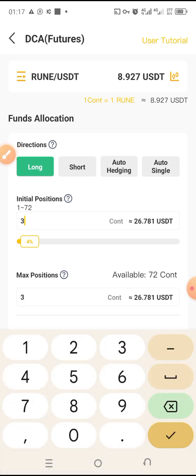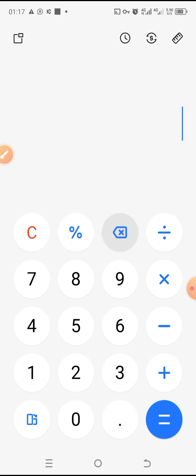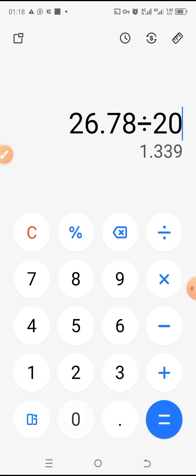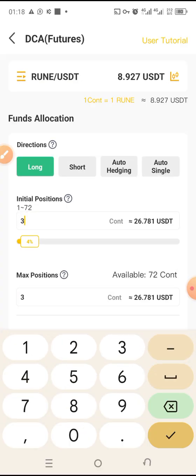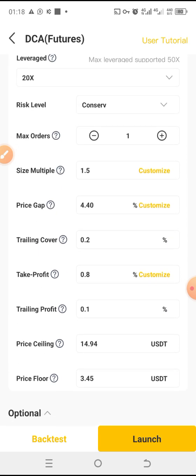Another thing, let's check 3. Okay, 3 is 26.78. Divided by 20, that is 1.3. Do I start with 1.3 or 0.8? Let's try 1.3. But actually, you have to be disciplined. It should be 10% or less. It is better to be less. So for the purpose of those of you who will say I'm not the one that tried it, that is why I'm trying it. Now you launch.